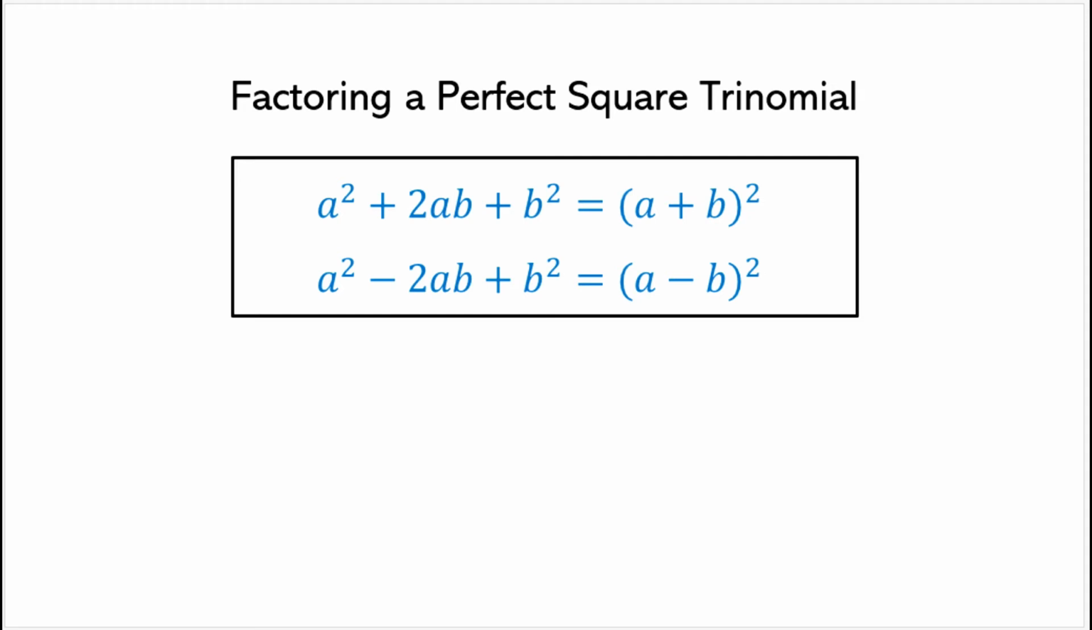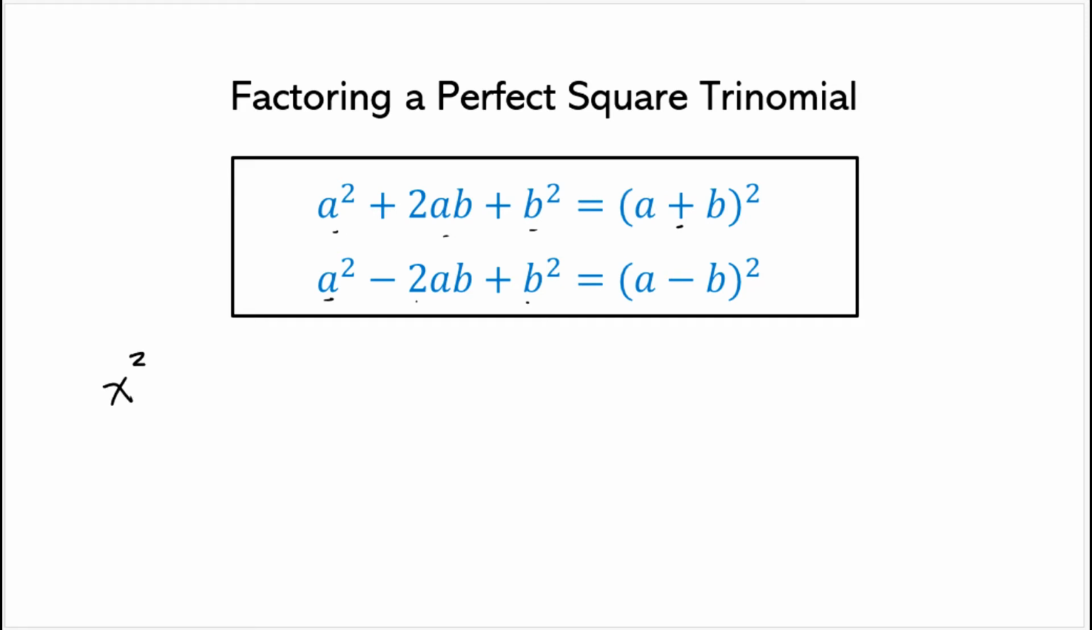So, again, we already know how to identify a perfect square trinomial. And from that, we can now apply that rule in finding the factor of a perfect square trinomial. So again, a squared plus 2ab plus b squared is equal to the square of the binomial a plus b. And a squared minus 2ab plus b squared is equal to the square of the binomial a minus b. Example.